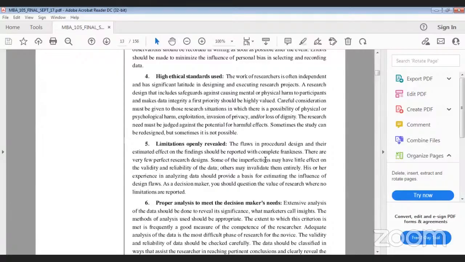Some of the imperfections may have little effect on the validity and reliability of the data. Others may violate them entirely. His or her experience in analyzing data should provide a basis for estimating the influence of design flaws. As decision makers, we should question the value of research where no limitations are reported.